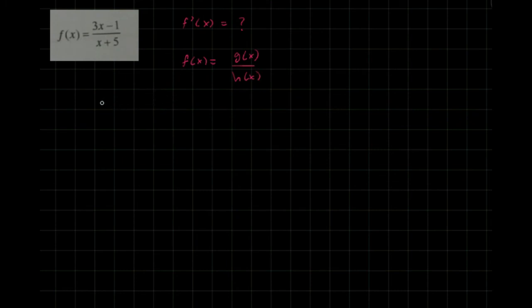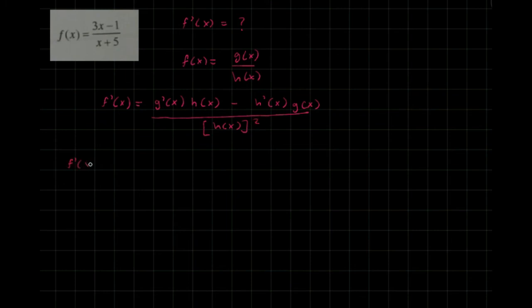Okay, so if I'm using the quotient rule, f prime of x is equal to the derivative of the numerator g prime of x times the denominator h of x, minus the derivative of the denominator h prime of x times the numerator g of x, and this is going to be over h of x, the denominator squared.